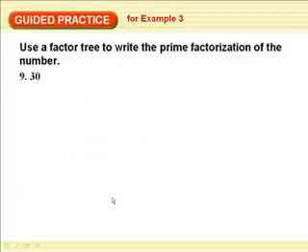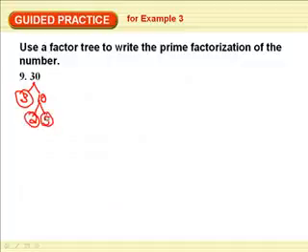Okay, so use a factor tree to write the prime factorization of 30. So we're going to branch off of 30. 3 times 10 is 30. 3 is prime. 10 we branch off of it. 2 times 5. They're both prime. So that would be 2 times 3 times 5. Or you could use the dots. And notice when I write it, I'm writing it in numerical order. Make sure you do that.